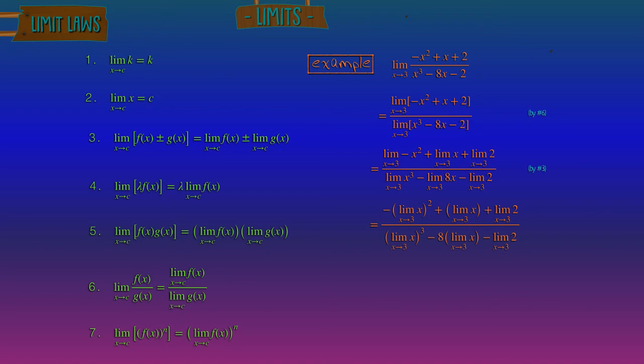Next, we can pull out the constants. So that negative x squared at the front there, that has a negative 1 technically. And down the bottom there, we have an 8, negative 8 that we're pulling out. That's by number 4. All right, so by 1 and 2, all we have is the limit of x and the limit of a constant to work with, and that's all we need. So we end up with negative 4 over 1, or negative 4.